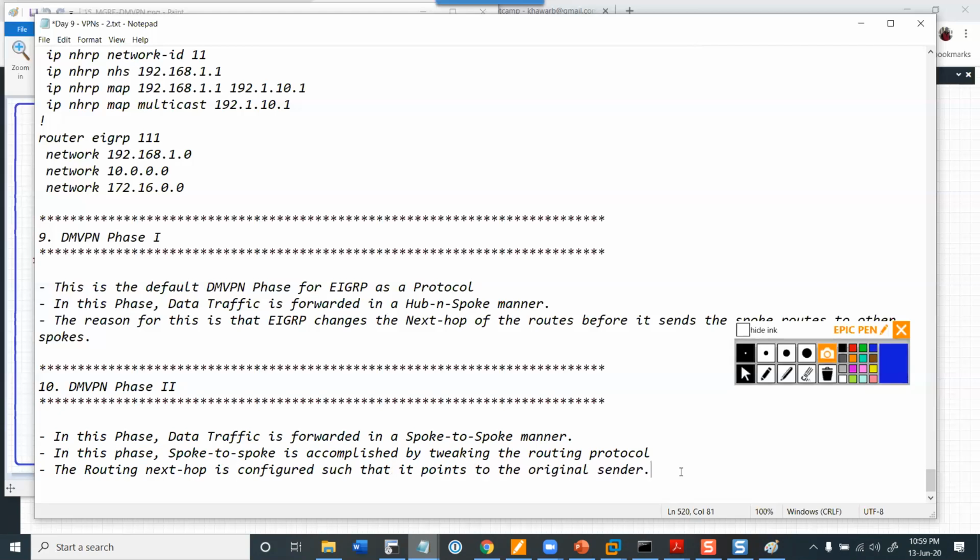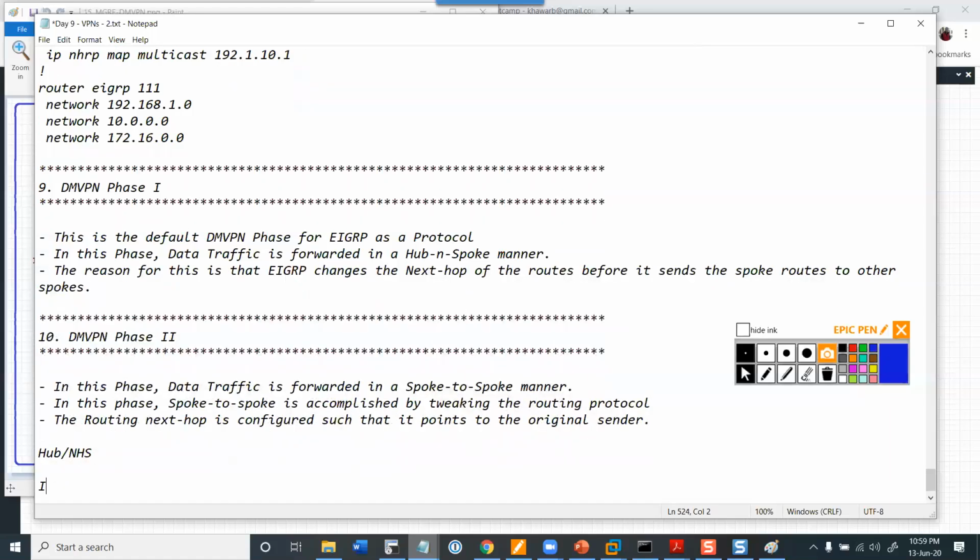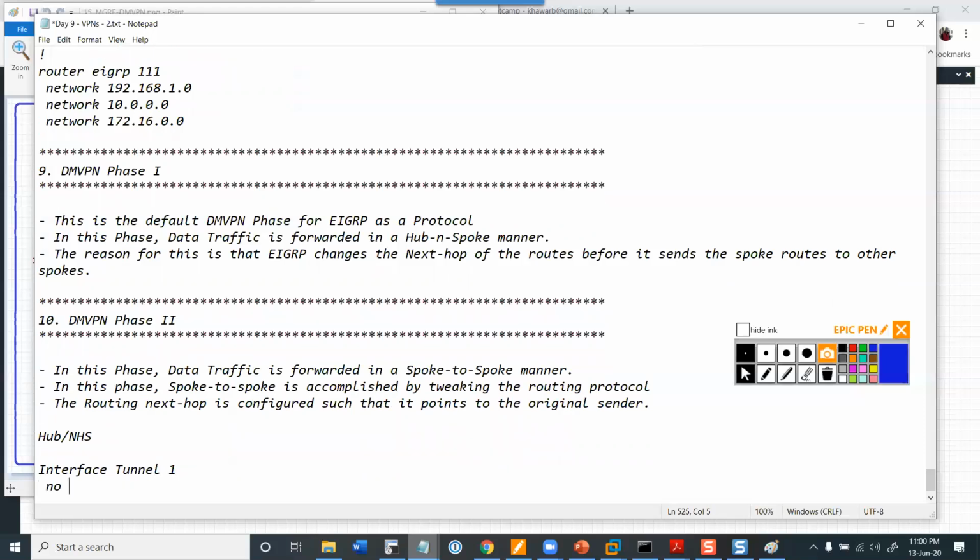And how do I do this? This configuration only needs to be done on the hub. Hub, NHS, whatever you want to call it. Interface tunnel 1, no ip next-hop-self eigrp 111. It's changing it to self; no, don't change it to self. I'm not changing it, I'm keeping it unchanged. If I keep it unchanged, it will be pointing to the original, right?